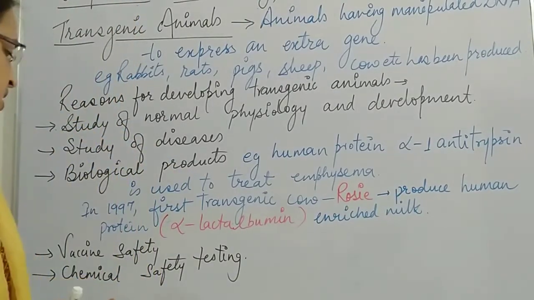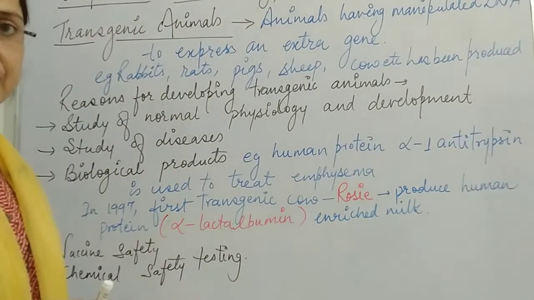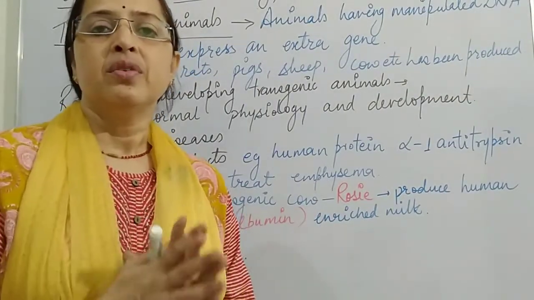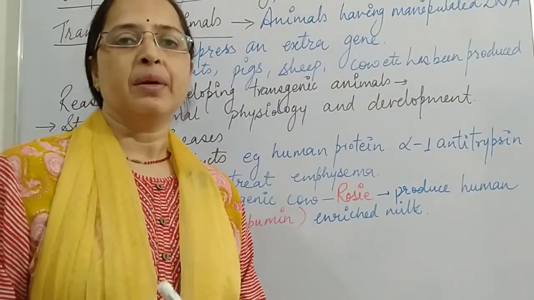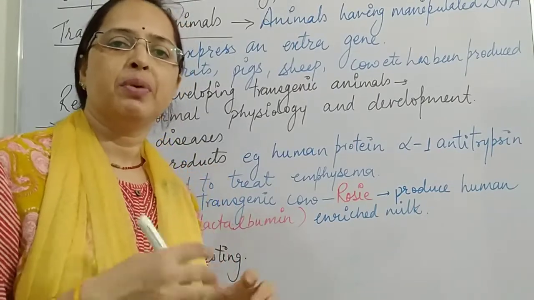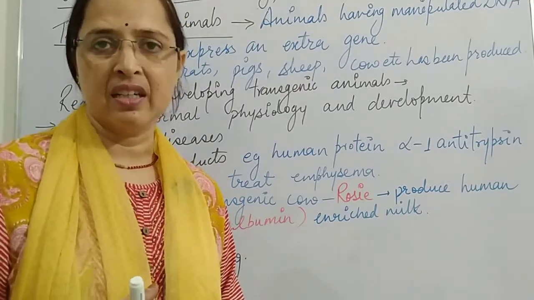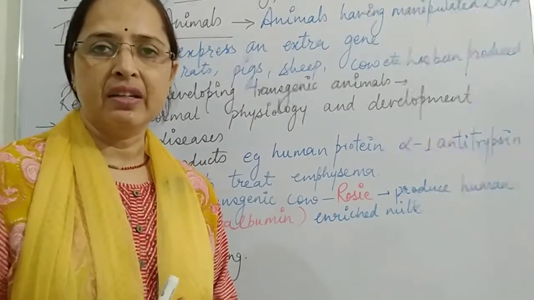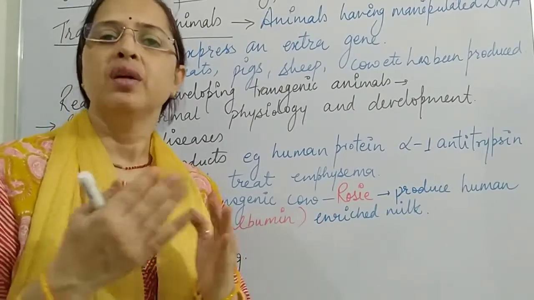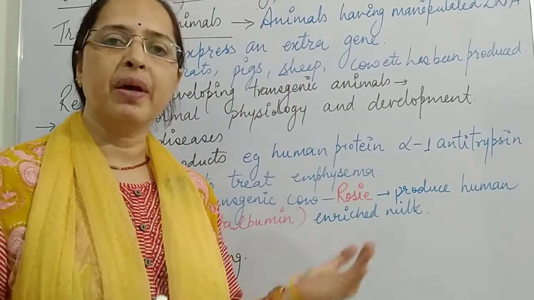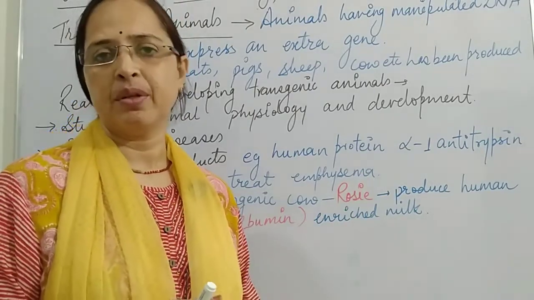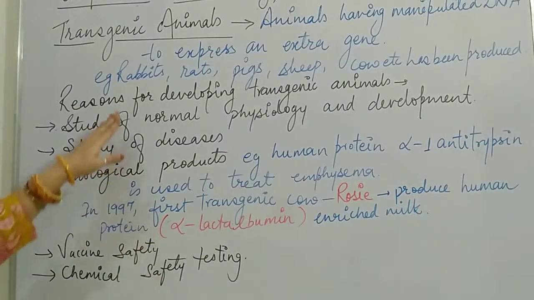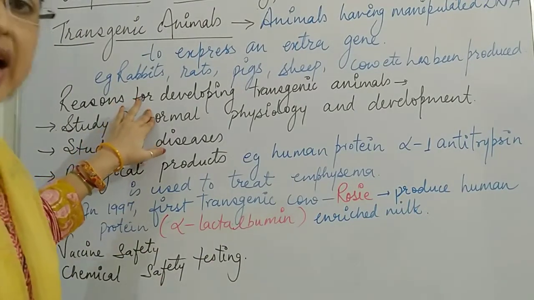And the next one is chemical safety testing. Transgenic animals are sensitive to chemicals. So when a particular chemical test is done, we get the result earlier as compared to other animals with a normal gene. So these are the reasons for developing transgenic animals.